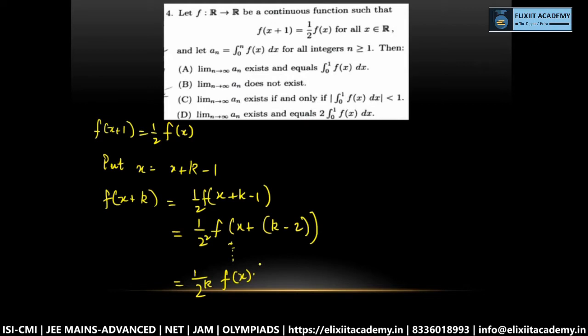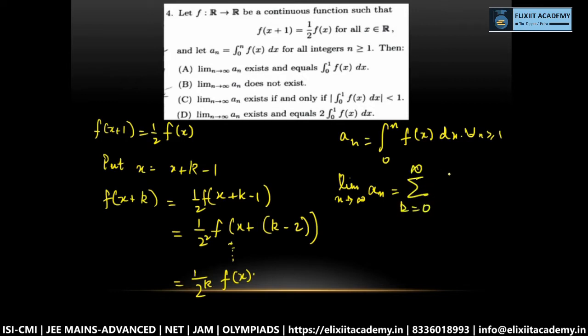Now let us see what they have asked to find. What is given? a n is the integration from 0 to n of f of x dx for all integers n greater than or equal to 1. So basically we are asked to find the limit n tends to infinity of a n, and this is summation k equals 0 to infinity of integration from k to k plus 1 of f of x dx.